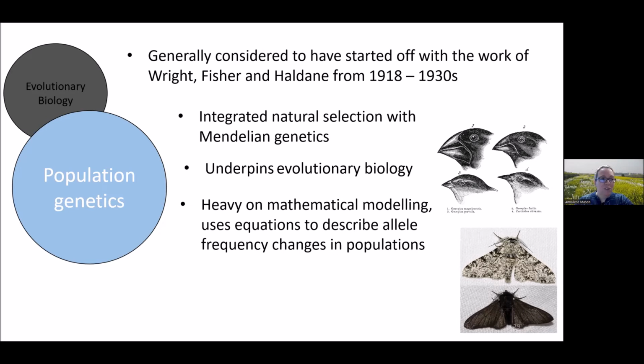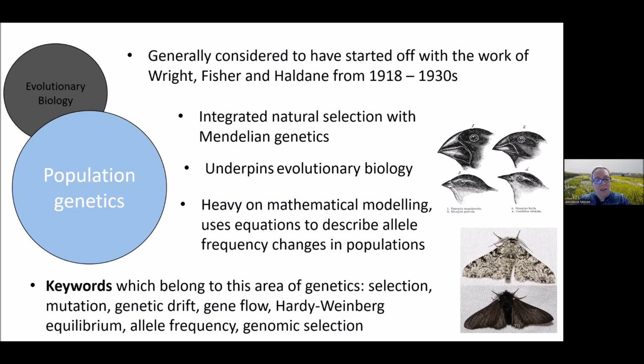I'll probably be unable to stop myself using this specific terminology, but a gene is just something which results in a trait, and an allele is just a variant of a gene. So for instance, for eye color, we have different alleles, which would be blue, brown, green. These are alleles of eye color. Keywords which belong to this area of genetics are selection, mutation, genetic drift, gene flow, Hardy-Weinberg equilibrium, allele frequency, and genomic selection. You might have heard some of these.